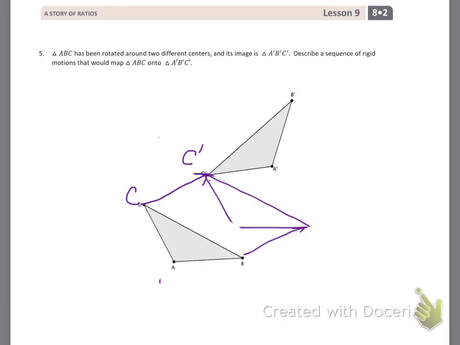And then what you might notice, I'm going to get rid of this mess, is that I can now rotate this image here around C prime until it coincides. So I'm going to rotate all the way to here, and that will map this figure right onto its image.